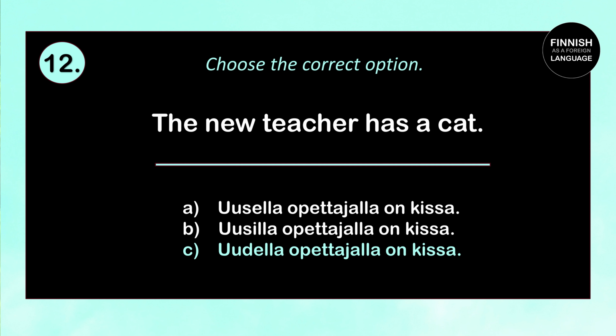So what's important here? New in Finnish is uusi, but the stem of it is actually uude, which is why we say uudella. So uudella opettajalla on means the new teacher has. Here we actually have the minulla on sentence structure. If you want to learn more about it, I also made a full video about this topic. And then we have kissa, which means cat. So let's repeat. Uudella opettajalla on kissa. The new teacher has a cat.